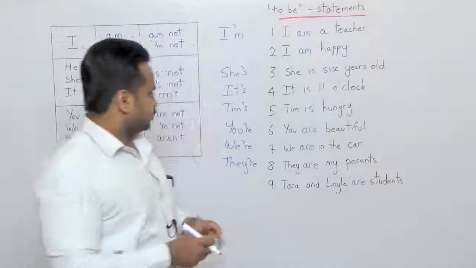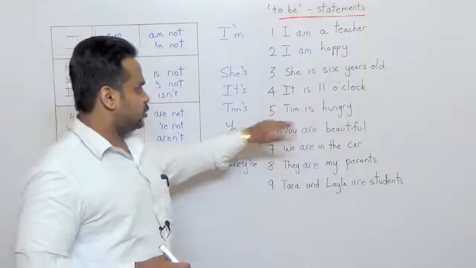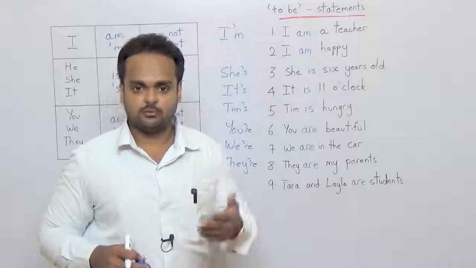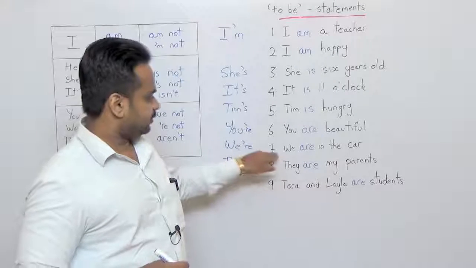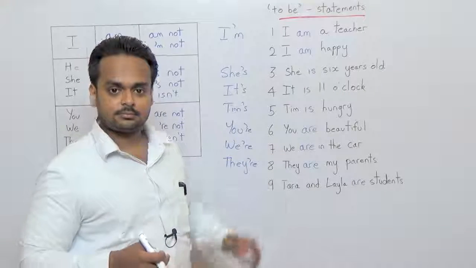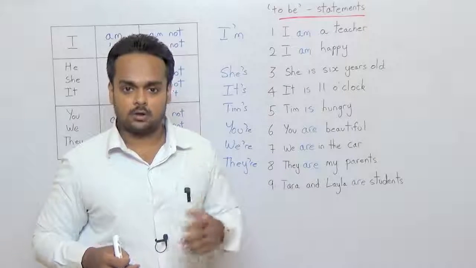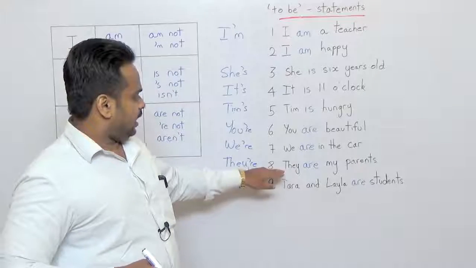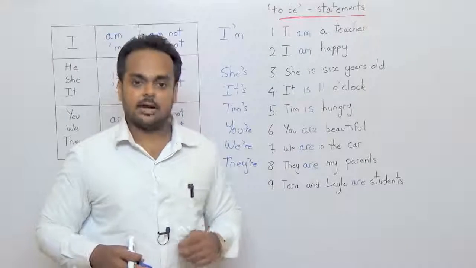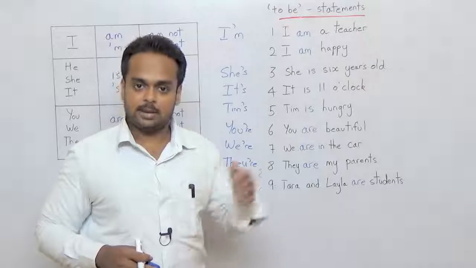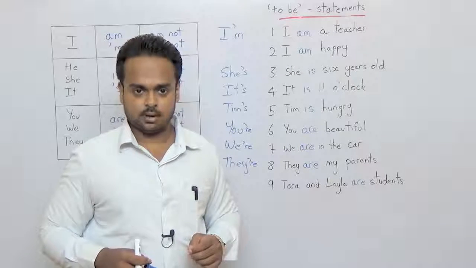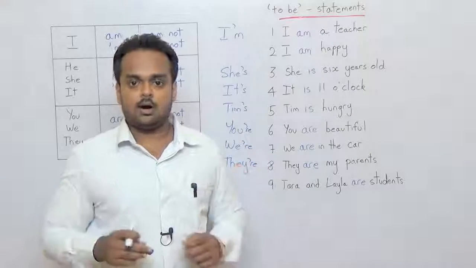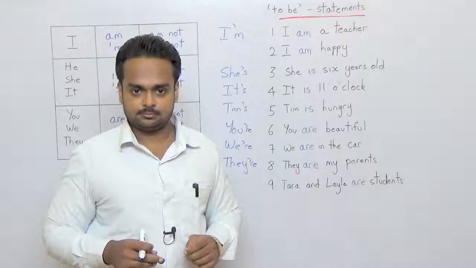Okay. So this example would be, you're beautiful. You're beautiful. What about this? Can you say it? We're in the car. And this example would be, they're my parents. They're my parents. For the final example, remember, we're going to say it in full. Tara and Layla are students.